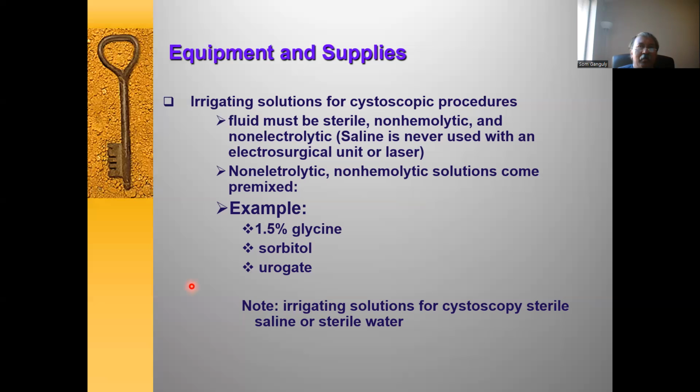If you are not using electric or laser, and it is a very quick procedure, then the surgeon may accept sterile saline or sterile water, but they will tell you. They'll tell you when they accept sterile saline or sterile water. They'll tell you at the beginning of the case. But if you use these non-electrolytic solutions, 1.5% glycine, sorbitol, irrigate, you're not going to have any trouble.